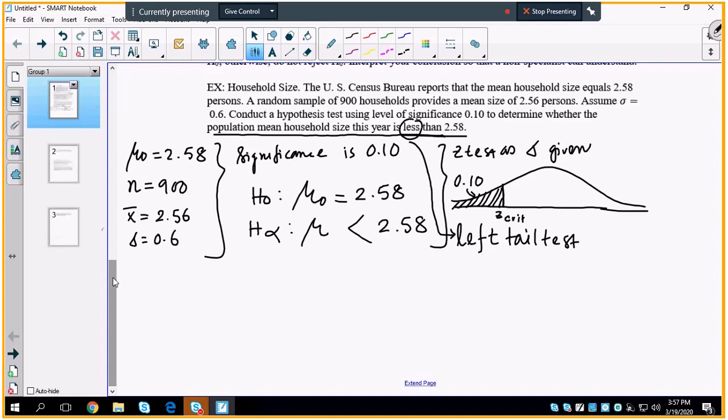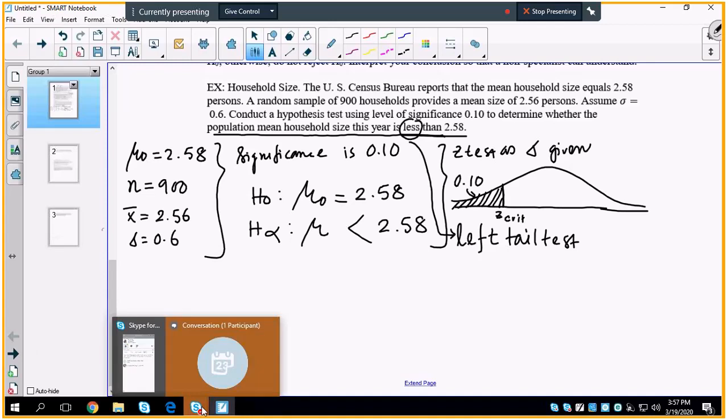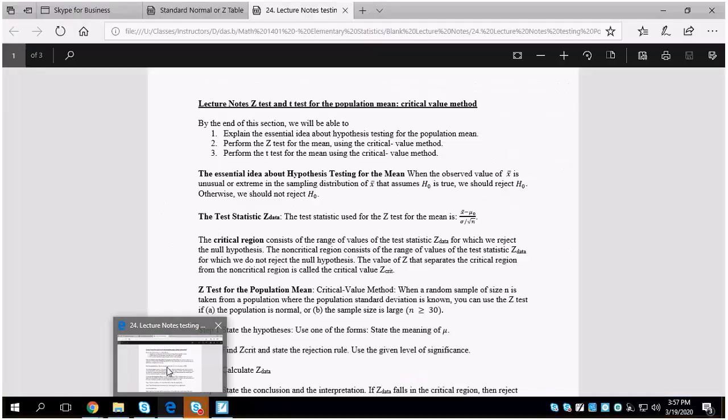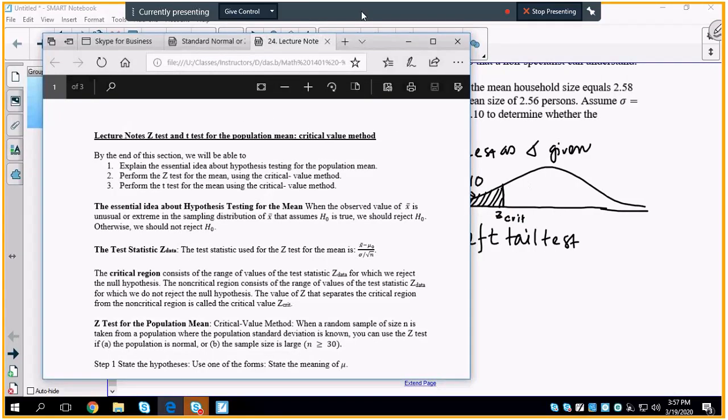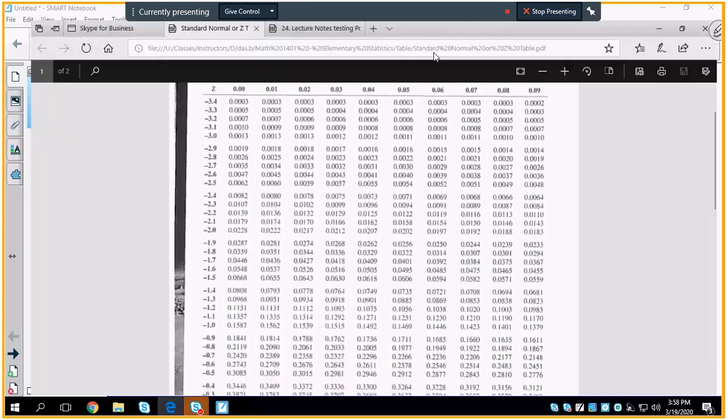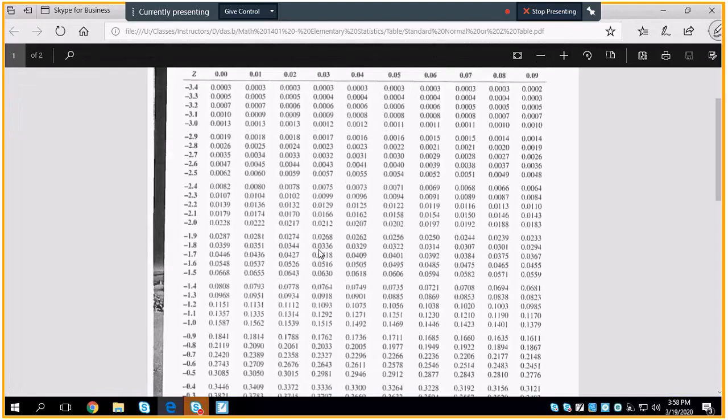Now I know the process. I'm going to find the Z critical. The Z critical is going to be the Z score that is responsible for the area 0.10 on the left hand side. So let's try to find it out. We'll go to our standard normal table and find 0.10 on the standard normal table. Let's try to find it. 0.10, I think we will not find it as far as I remember from previous classes. In fact, I don't think I have that.